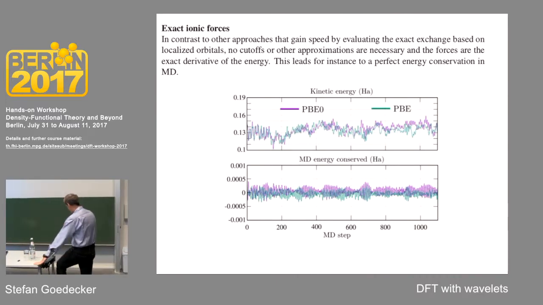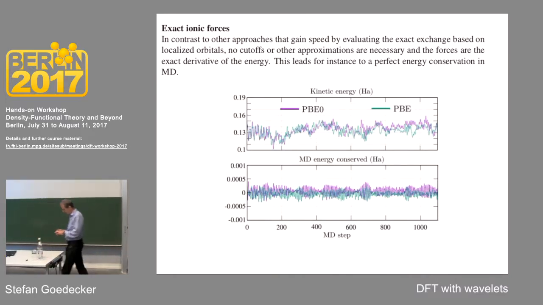And also here it's essentially a brute force implementation. It's not based on any approximations where you introduce certain cutoffs, and that means, for instance, that we have perfect energy conservation. Like here you see molecular dynamics runs for both the PBE and PBE0 functional. Here are the fluctuations in the total energy, which of course should be zero in principle, but because of a finite time step it's not exactly zero. But you see there's no drift, and it's of the same quality in both cases.